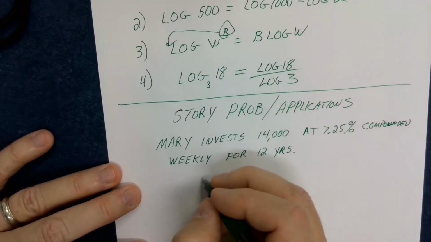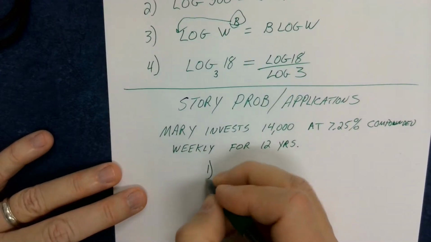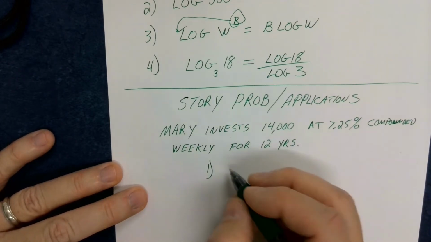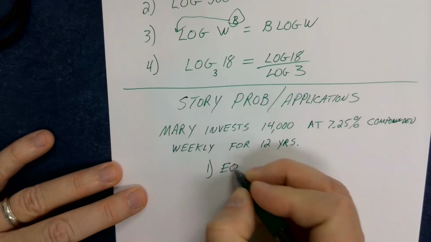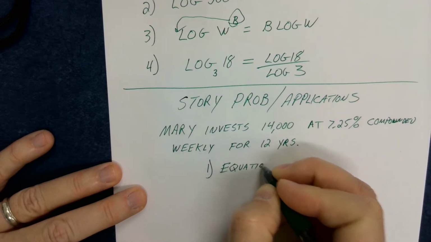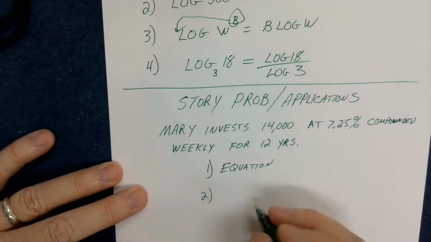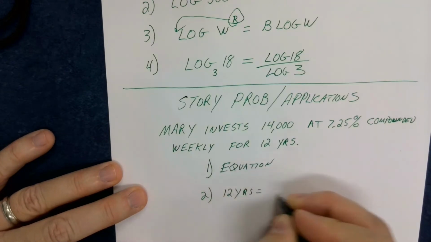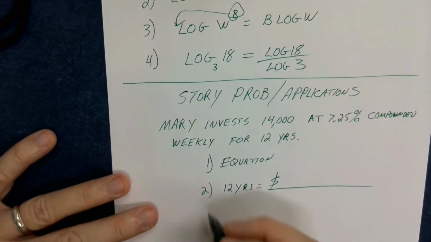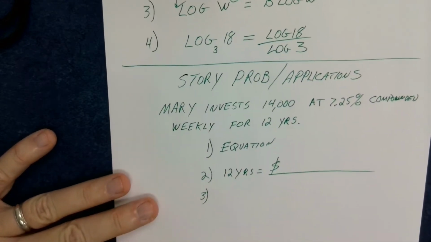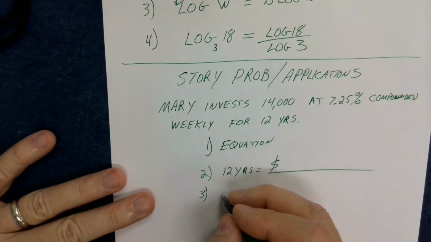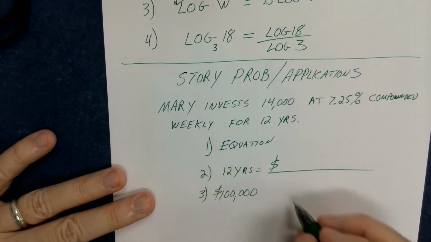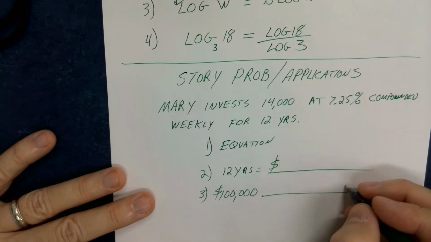Question. First thing I'm going to ask is, what was the first thing I ask every time on your quiz? What's the equation? What's the model? How do I represent this situation? Number 2, 12 years equals how much money? And then number 3, the extension. Let's go, when will that investment hit $100,000? How many years?